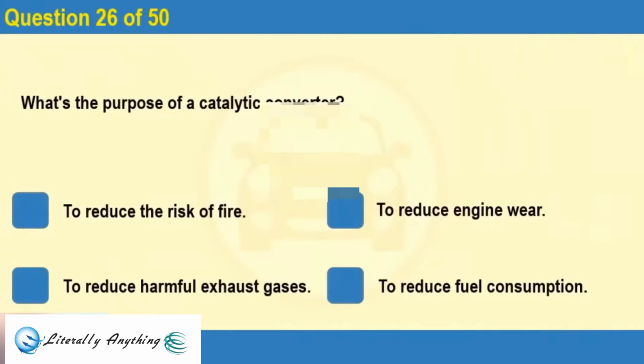What's the purpose of a catalytic converter? 1. To reduce the risk of fire. 2. To reduce engine wear. 3. To reduce harmful exhaust gases. 4. To reduce fuel consumption.